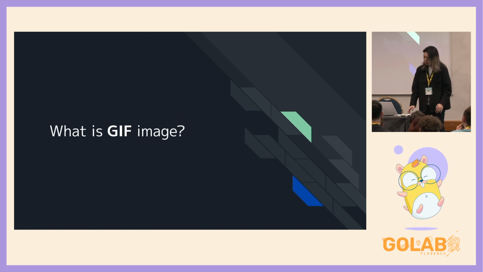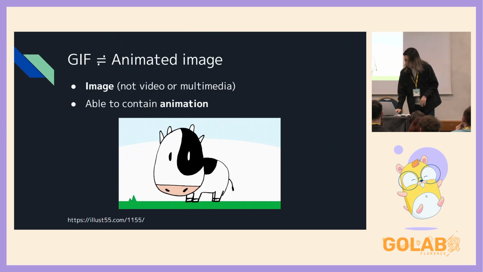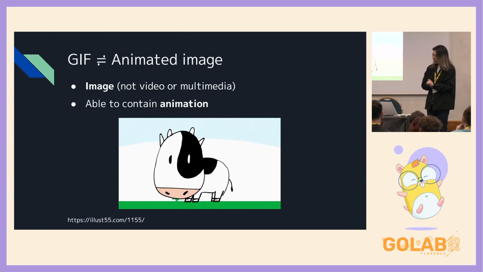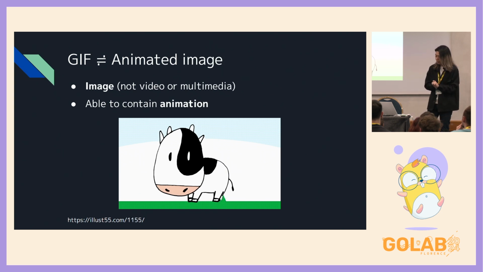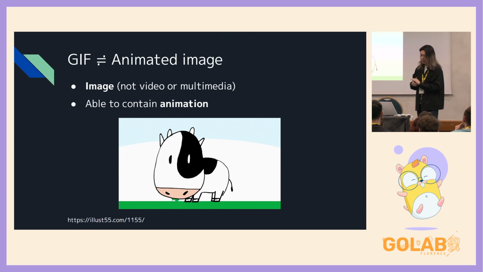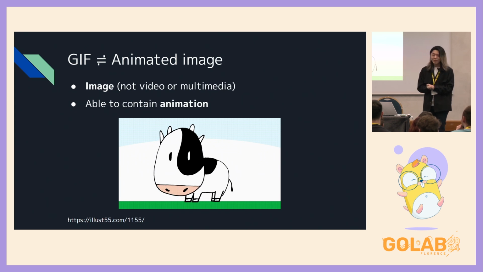So let's take a look at what exactly a GIF image is. As you know, essentially, a GIF is an animated image, not a video or a multimedia file. It is a graphic format that can display animation in a loop, like this. Unlike more complex videos like MP4, GIFs are simple images, making them lightweight and easy to share online. To give you an example, here's a fun GIF of a cow eating grass, like that.